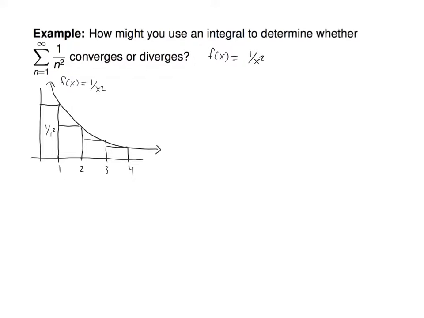What's the height of the next box? 1 over 2 squared, or a quarter, right? And also that's the area of the box, isn't it? I should have been asking that question. What's the area of the box? Because the base is 1, the area is just the height, right? Because base times height gives you 1 times height, which gives you height. What's the area of the next box? 1 over 3 squared, 1 over 4 squared, etc., right?